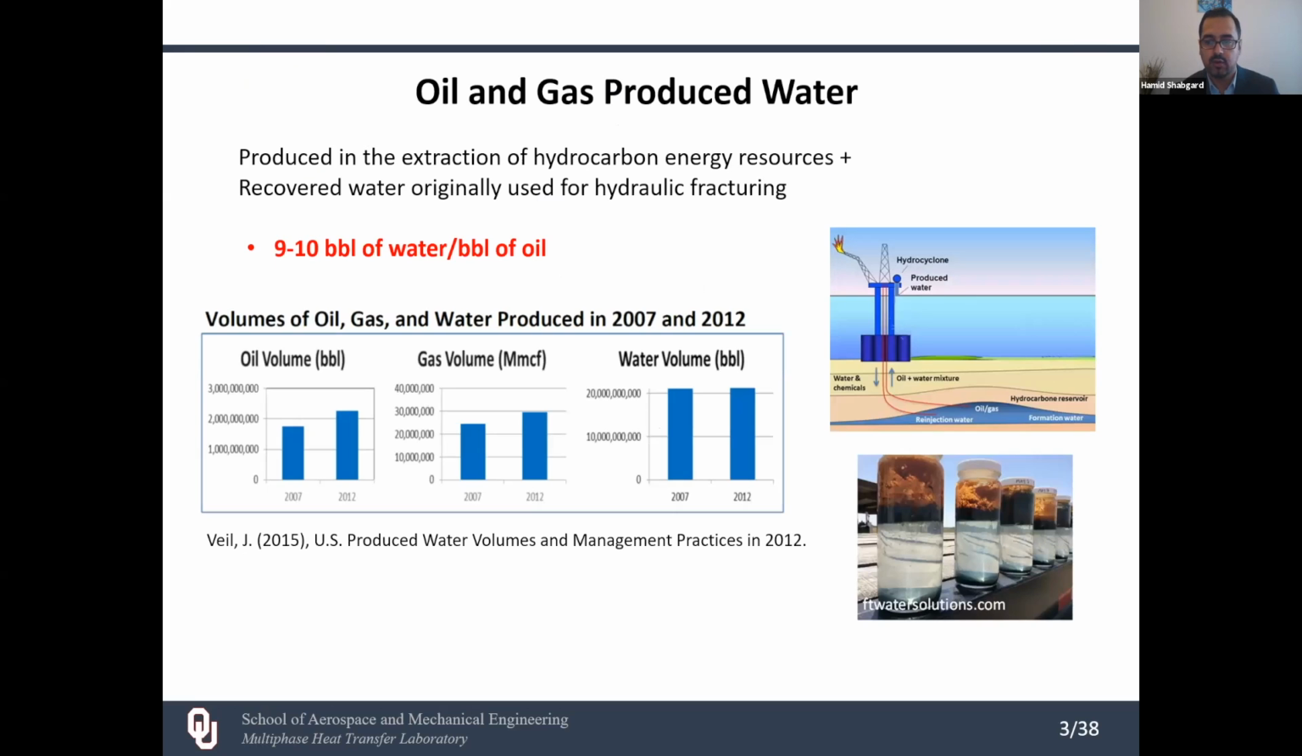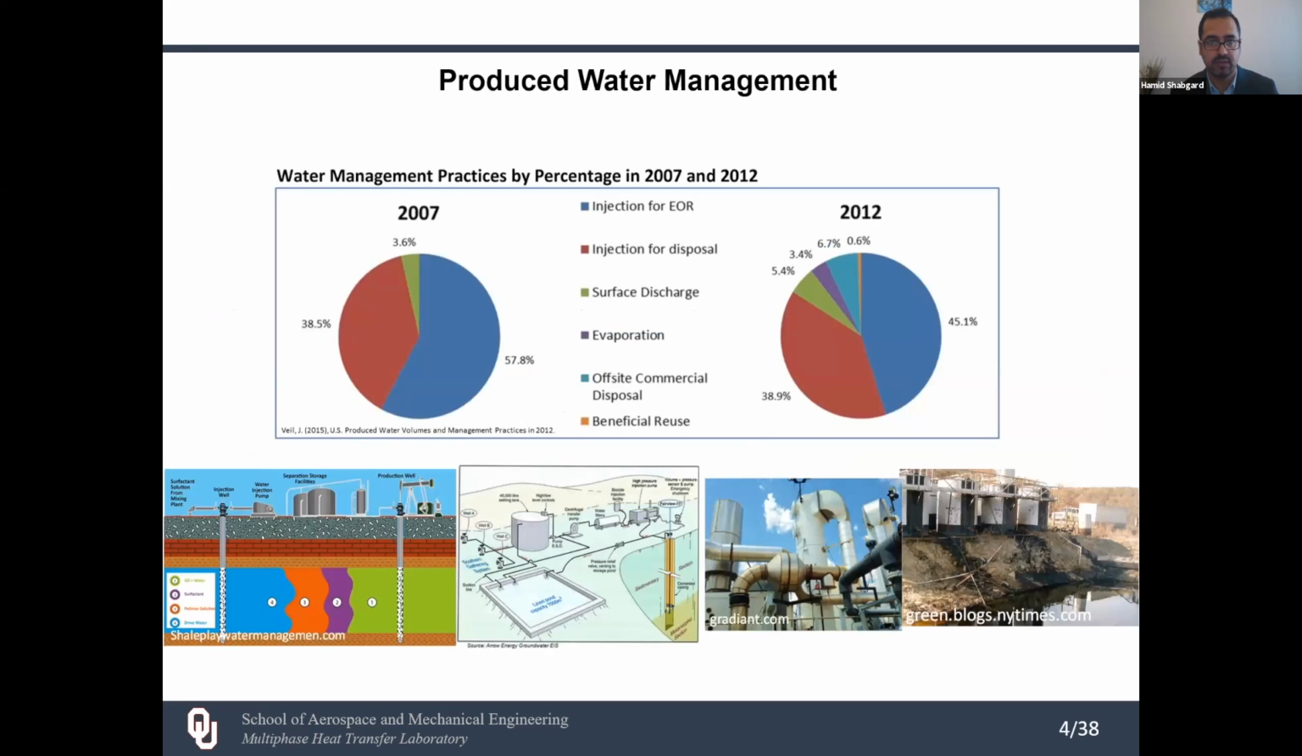So I'm not going to talk too much about the introduction because I assume everybody here is pretty familiar with the issue of produced water. In summary, there are 9 to 10 barrels of water per barrel of oil on average in the US. So there is a lot of water to deal with. And this water is highly contaminated, and it's a challenge for the producer to get rid of.